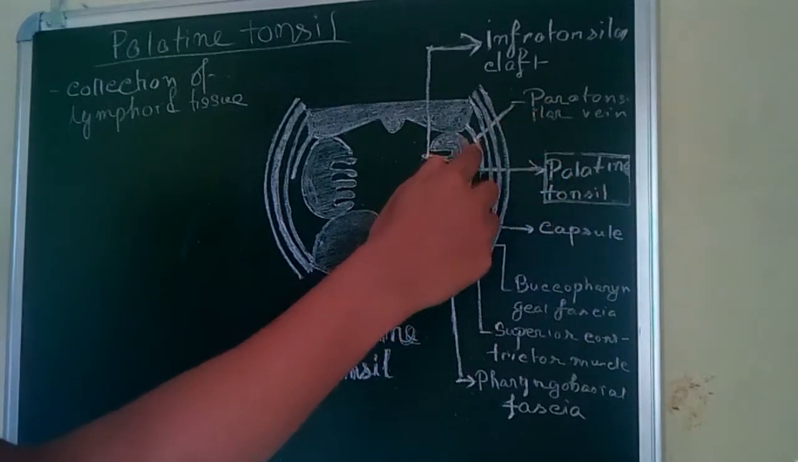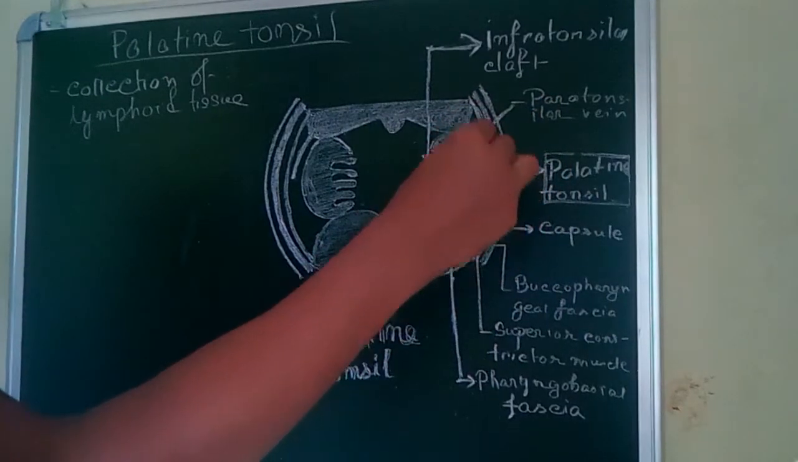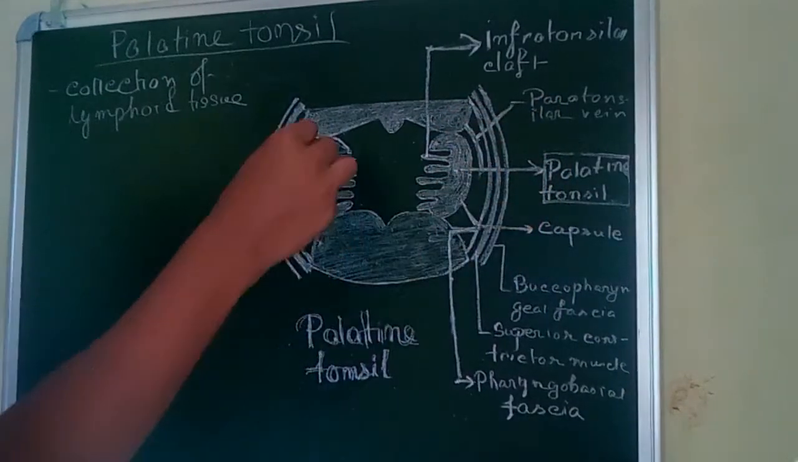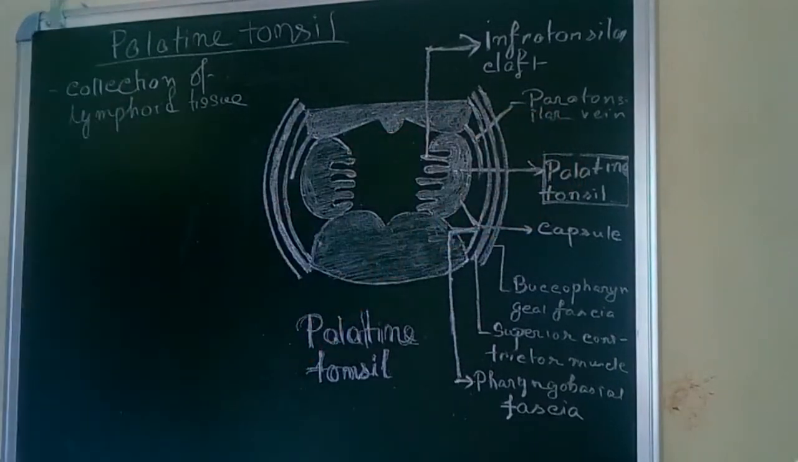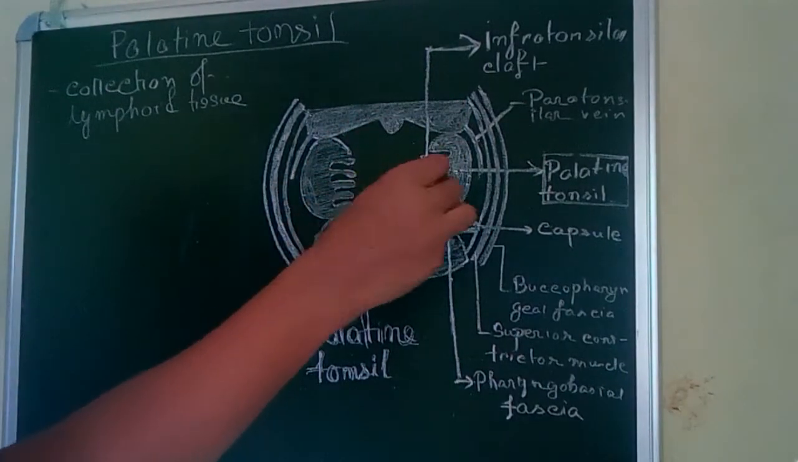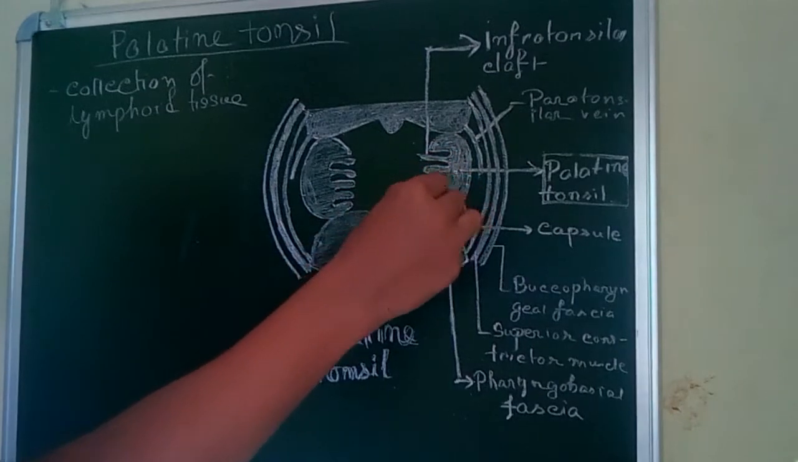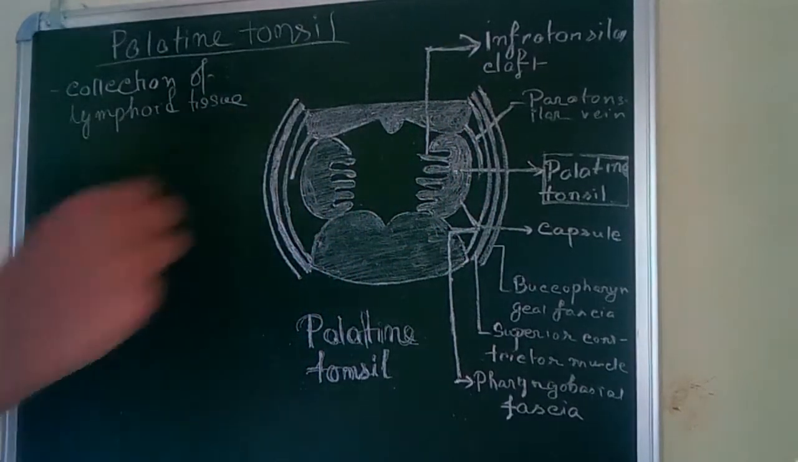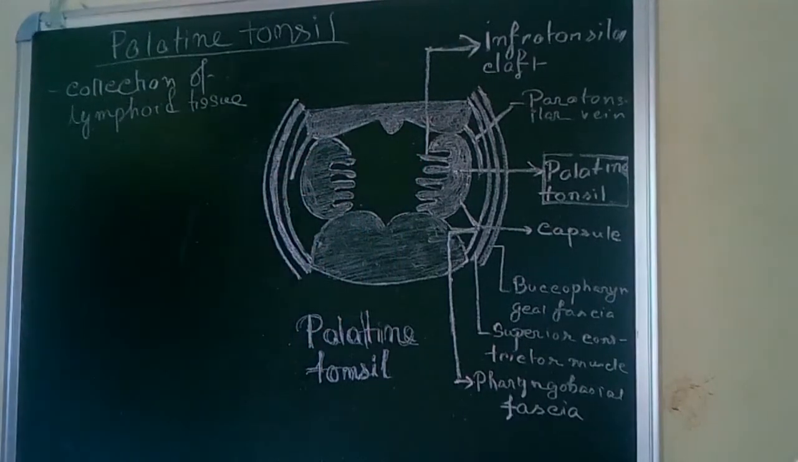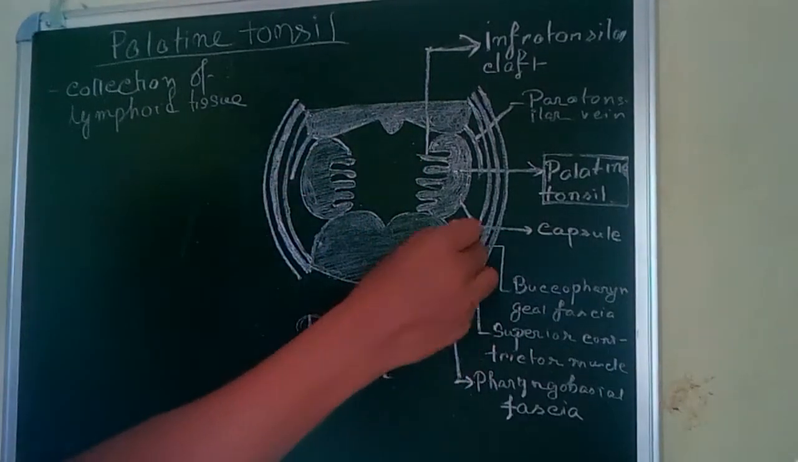This is a vein, and this is its name: the paratonsillar vein. Then these clefts are called the infratonsillar cleft. Then there is the capsule.